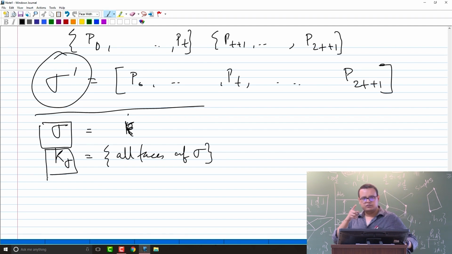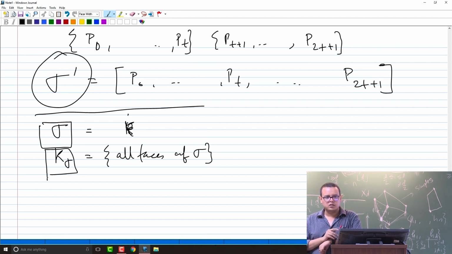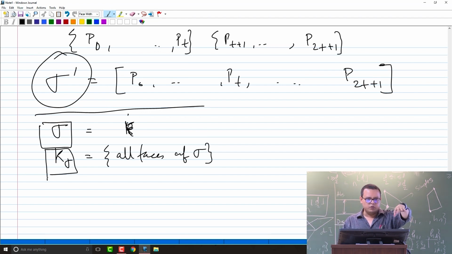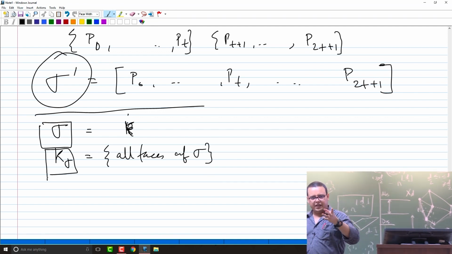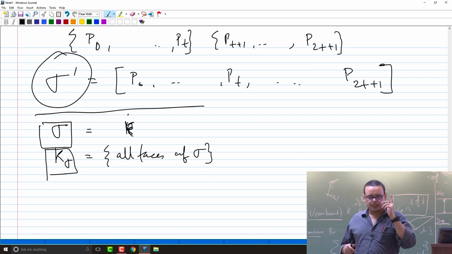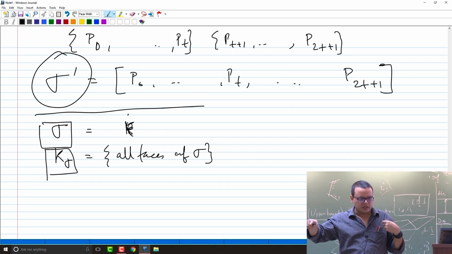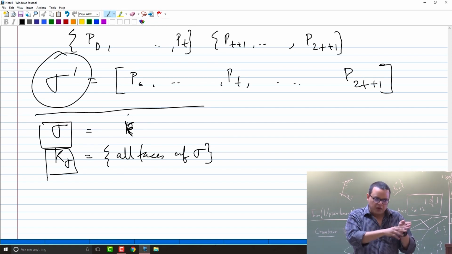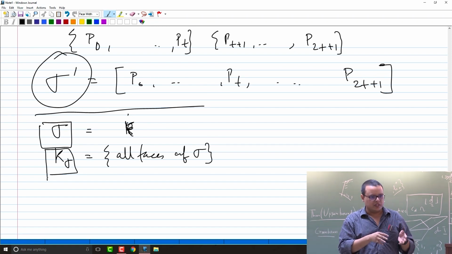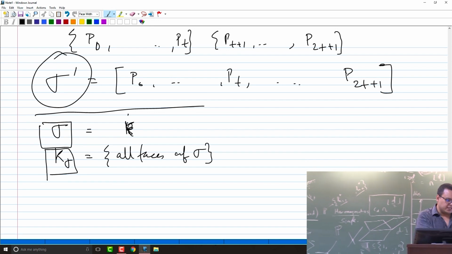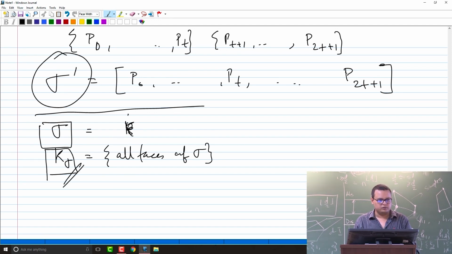You have some question? This sigma has nothing to do with sigma 1, sigma 2. What I am saying is, take any geometric simplex. Is that a simplicial complex? It is not, if it is contained as a singleton set. You have to include all its faces. Then the set that includes sigma and all its faces will be a simplicial complex. That is basically this K sigma that I have defined here.